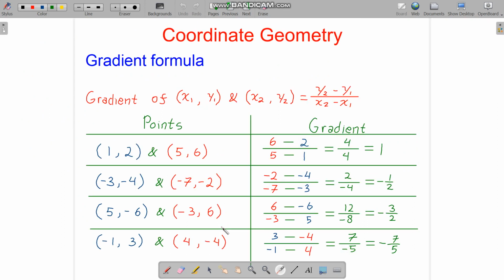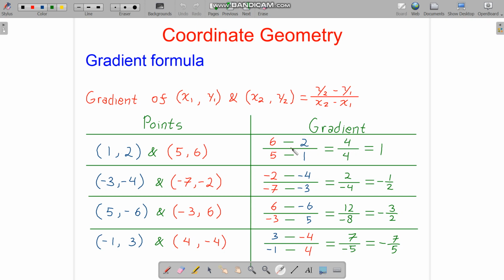Now the gradient formula, that's delta y over delta x. Delta means subtract. So we subtract the y values, divided by the difference in the x values. So for example, (1, 2) and (5, 6). We can do red minus blue or right minus left, but it's always delta y over delta x.